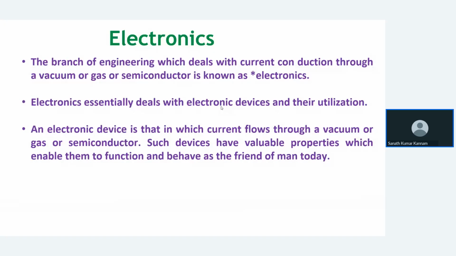So how the electrons flow in vacuum tubes and semiconductors is known as electronics. Electronics essentially deals with electronic devices and their utilization. From day one onwards, nowadays we are using electronic devices like AC, refrigerator, household applications, and office applications like printer, scanner, laptop, and mobile phone.